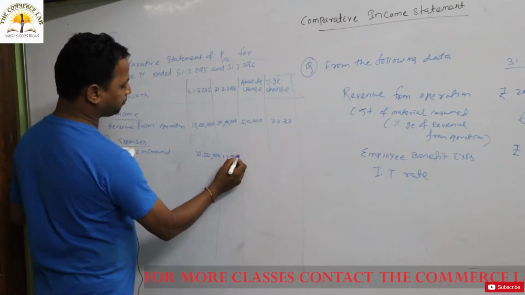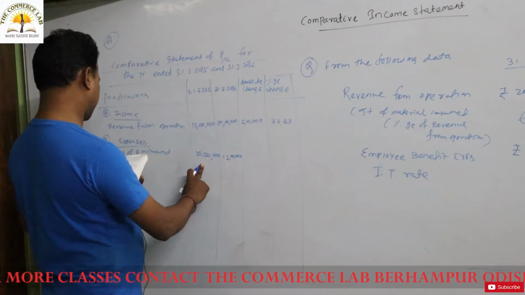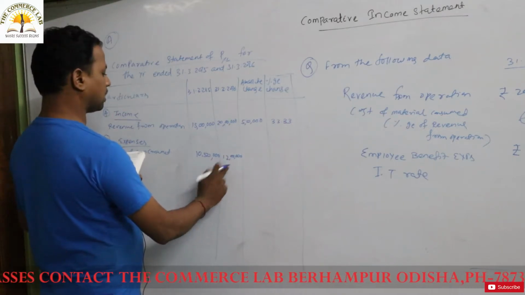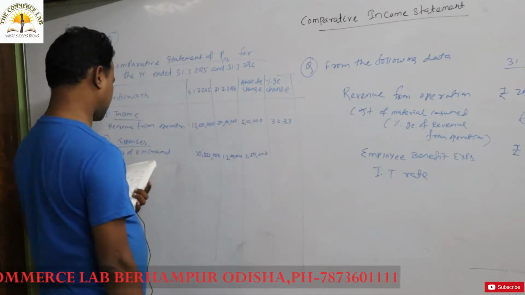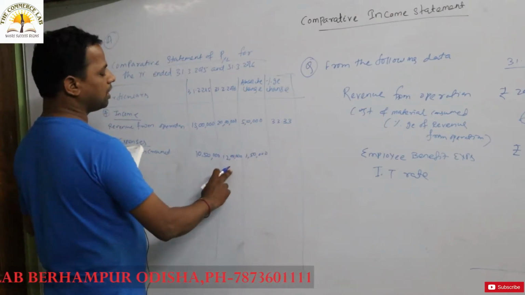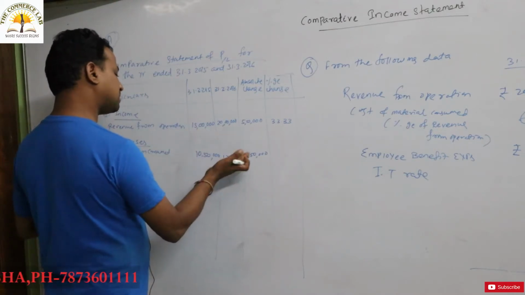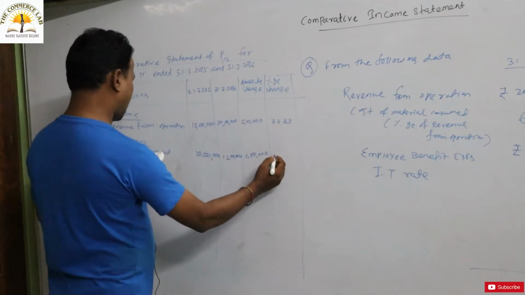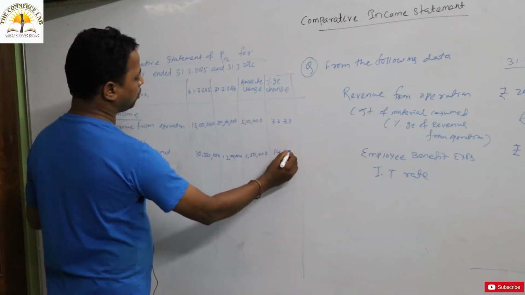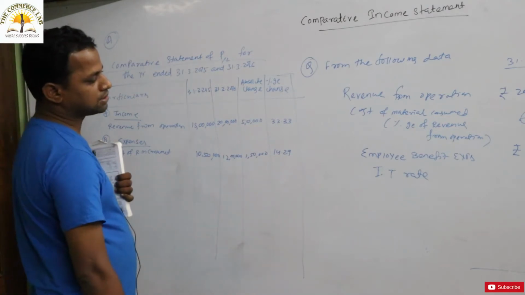12 lakh. Okay, then you deduct. 10 lakh 50,000, 12 lakh. So then how much? 1 lakh 50,000. Okay. How much is the change? That is 1 lakh 50,000. So how to calculate the percentage? Change by original, this is change by original into 100. Then how much are you getting? 14.29%. Okay, that is the expenses. That is the first expense which is coming.